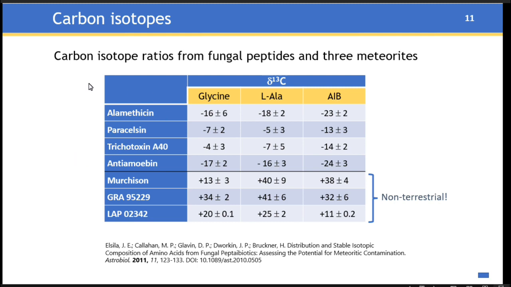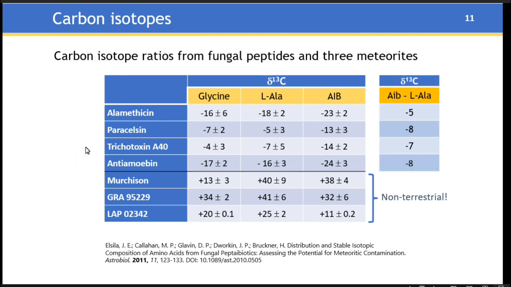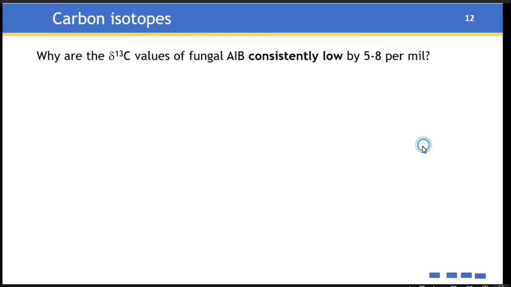In looking at this table, however, I noticed an interesting dichotomy between the AIB ratios and the other ones, regardless of which organism or which peptide they came from. They all range from 5 to 8 per mil lighter than the normal amino acids, glycine or alanine. And this got me thinking, why are the del C13 values of fungal AIB consistently low by 5 to 8 per mil?